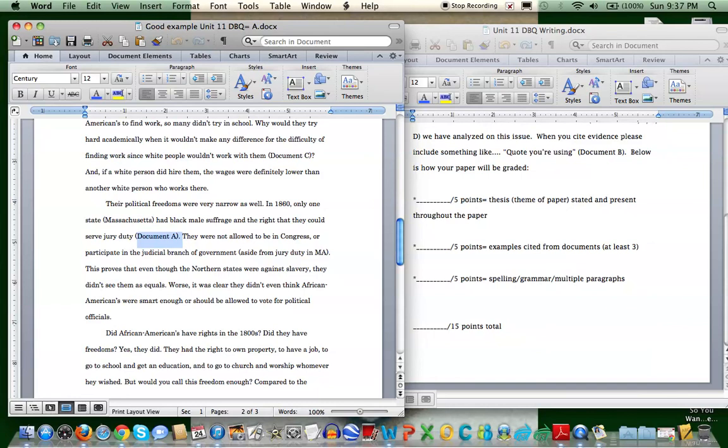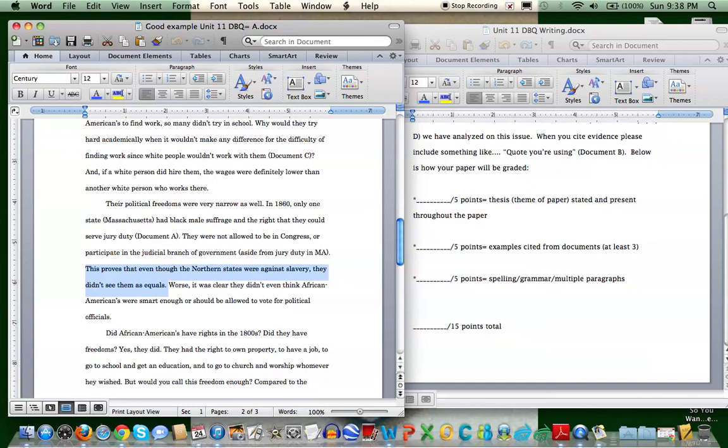They were not allowed to be in Congress or participate in the judicial process of government, aside from jury duty in Massachusetts. This proves that even though the northern states were against slavery, they didn't see them as equals. Great here. They show that they have freedom, but it's very limited and they're definitely not equal. Again, very specific. The student does a nice job.